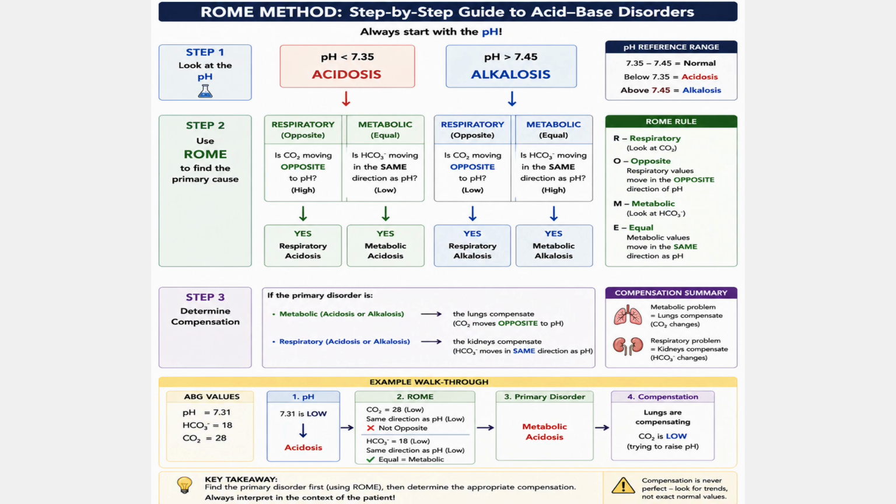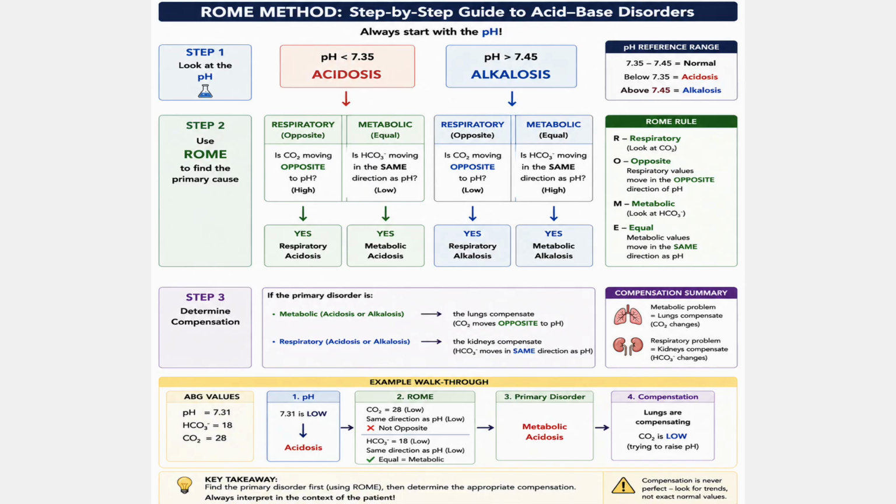So at this point, we can identify the primary problem as metabolic, and it's acidosis because the pH is low. Remember, when pH is low and your CO2 is low, they're going in the same direction, so it's not respiratory. Respiratory has to be opposite. If pH was low and CO2 was high, going in opposite directions, then you know it's a respiratory problem. When pH is low and your bicarb is also low, they're going in the same direction, then we know it's metabolic because metabolic is always equal. So putting it all together, this patient has metabolic acidosis with respiratory compensation.